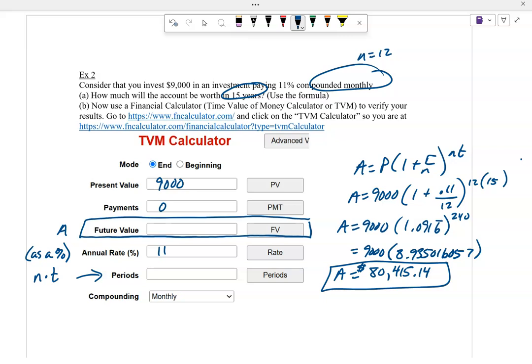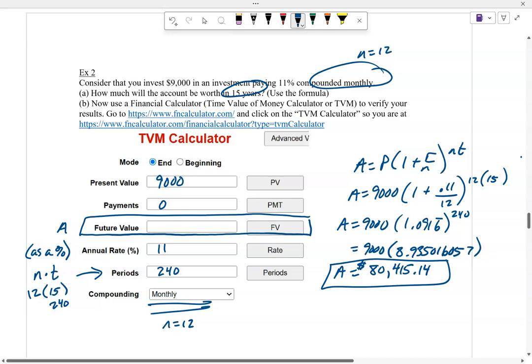In this case, it was compounding monthly, N is 12, and we did this for 15 years. So 12 times 15, there's 240 compoundings. And notice I have to have my compounding here monthly, so I've got to make sure that compounding says monthly. So let's go ahead and do that with our time value money calculator.